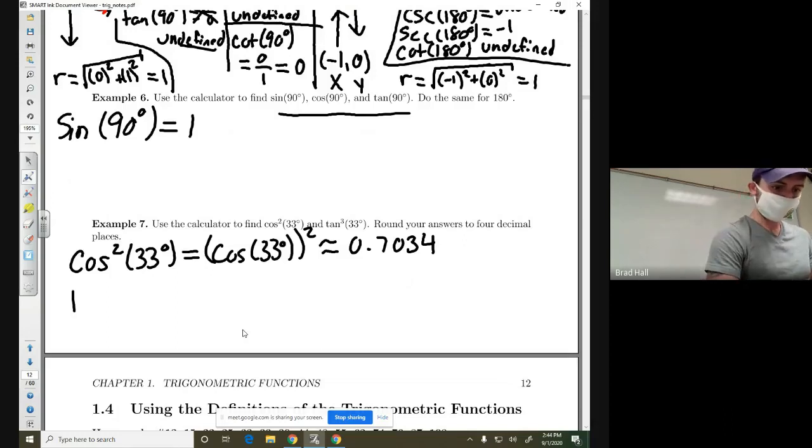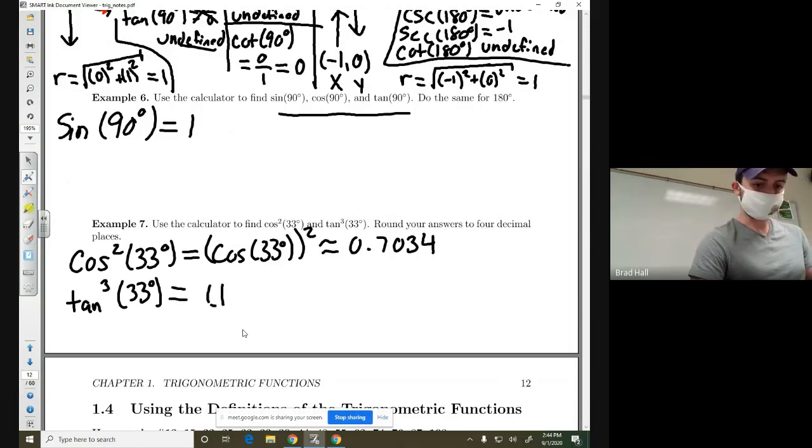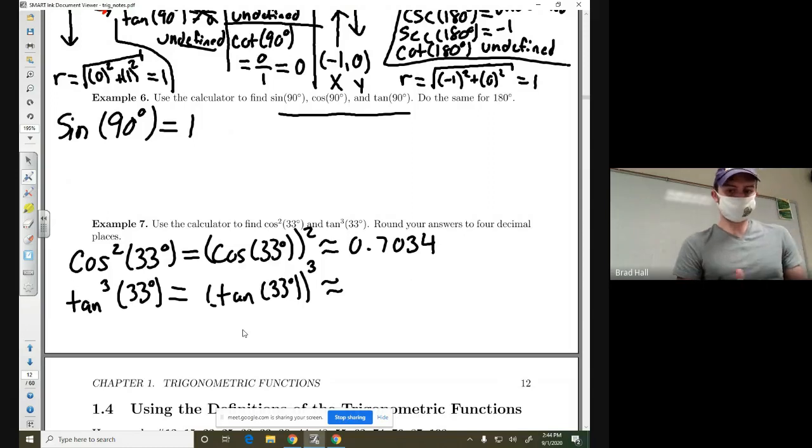And I'll do tangent as well, which is the same exact idea, except a slightly different situation. It's just tangent of 33 degrees, and then you just raise that to the 3rd power. 0.2739.